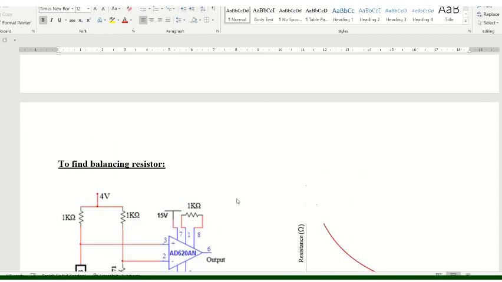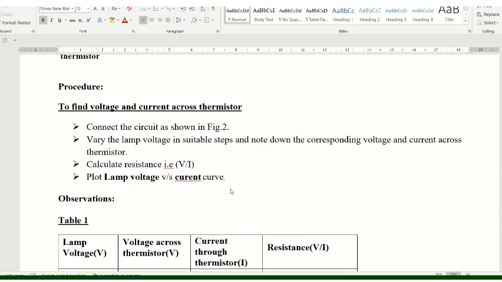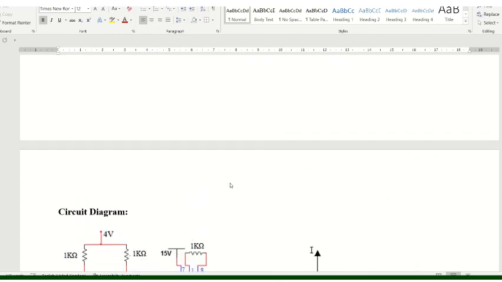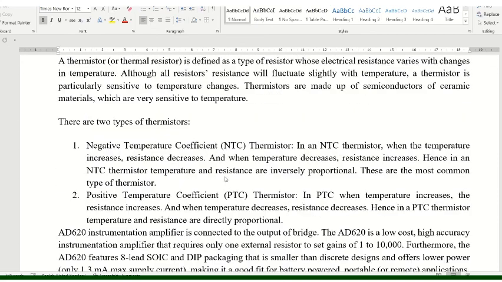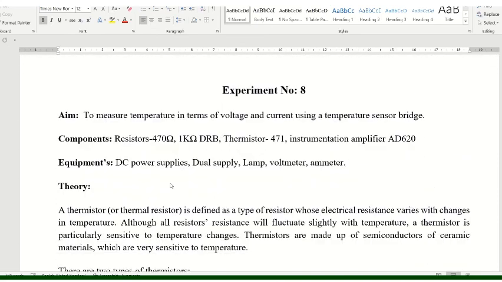So go through the demo video, see what is shown there, and try to relate it with this manual, which will help you to understand how to conduct this experiment. Hope it is clear. If you have any problems or doubts, please get back.